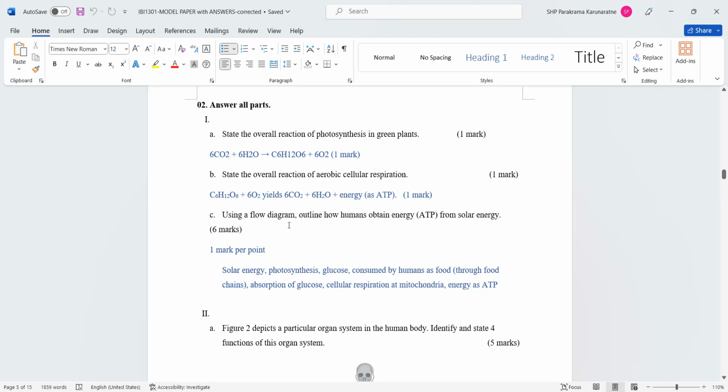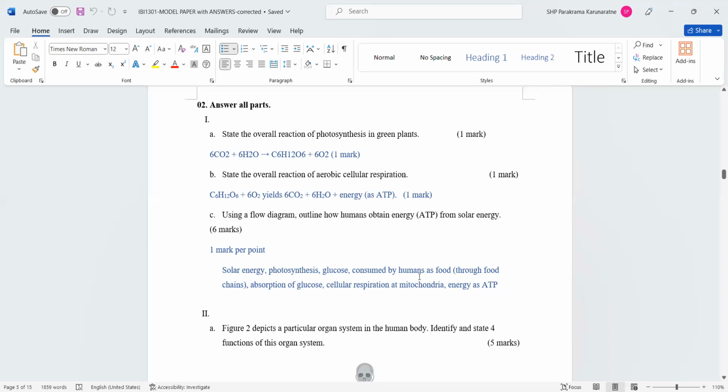Next question, using a flow diagram, outline how humans obtain energy, ATP, from solar energy. So it is very simple if you know the system, because solar energy, through photosynthesis, makes glucose, putting carbon dioxide and water together to make bigger molecules. This big molecule is glucose. Now, this big molecule is available in the plant material, and this plant material is consumed by humans as food.